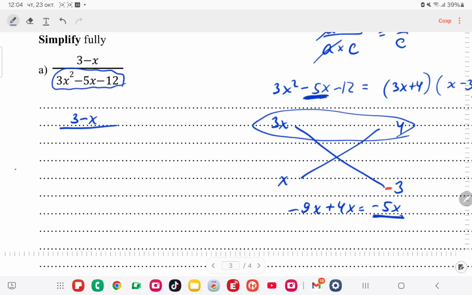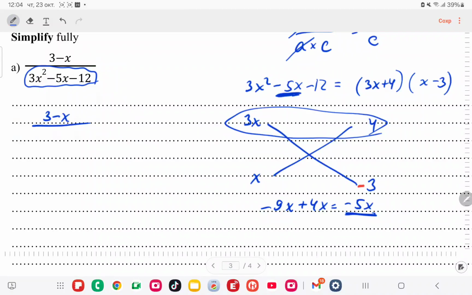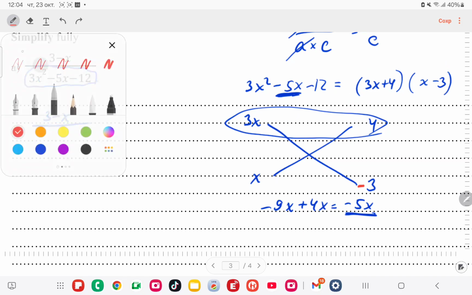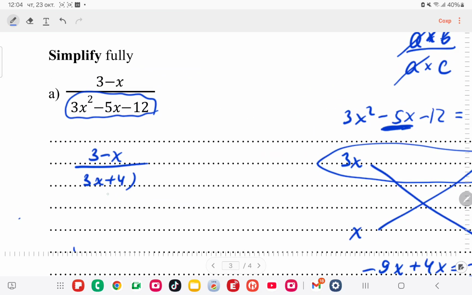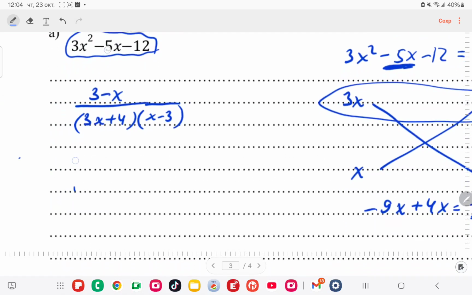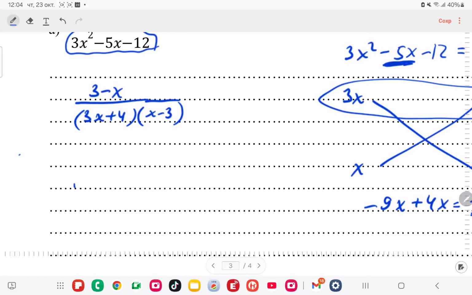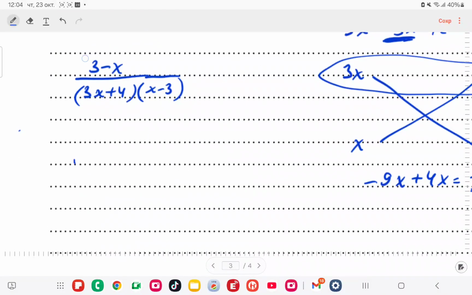And now let's use these factors here. So we will write it down, 3x plus 4 and x minus 3. Okay, now almost everything is ready to simplify. Just one thing left. You see that this 3 minus x and x minus 3 are almost the same. We can make the numerator as negative 1 times x minus 3.